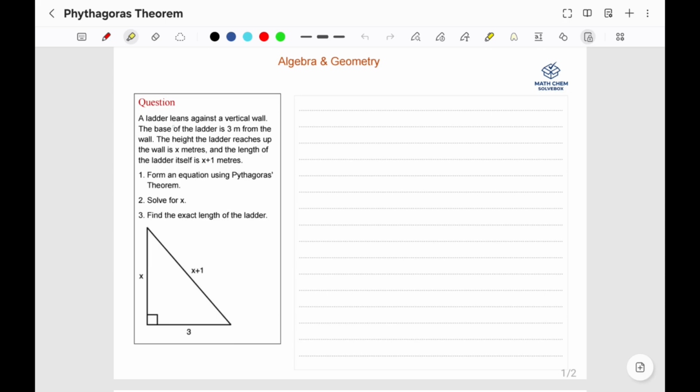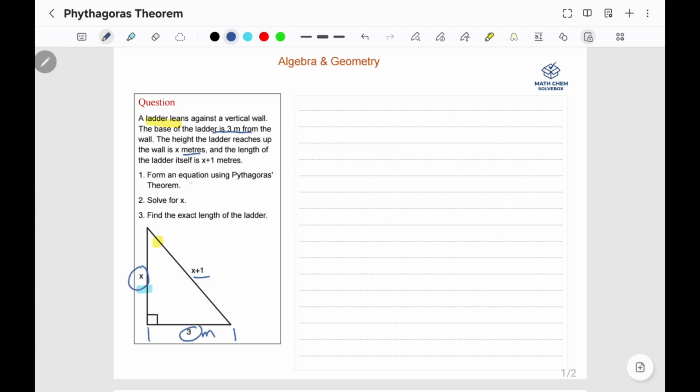In this challenge question, a ladder, this is the ladder, leans against a vertical wall. This is the vertical wall. The base of the ladder is 3 meters from the wall. From here up till here, this is 3 meters. The height the ladder reaches up the wall is x meters. This is x meters. And the length of the ladder is x plus 1.